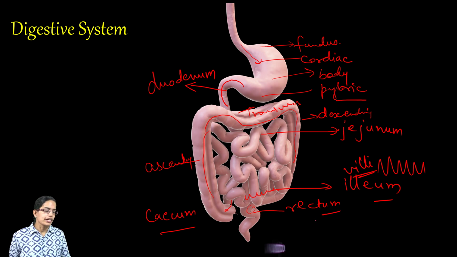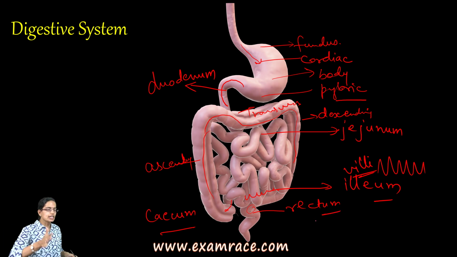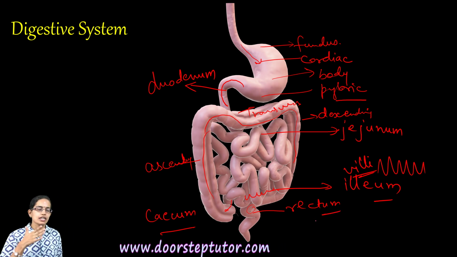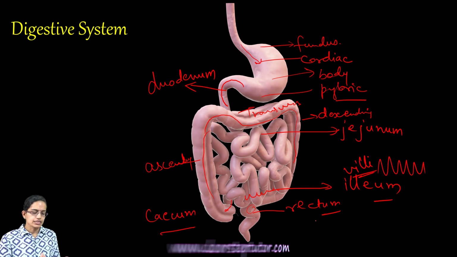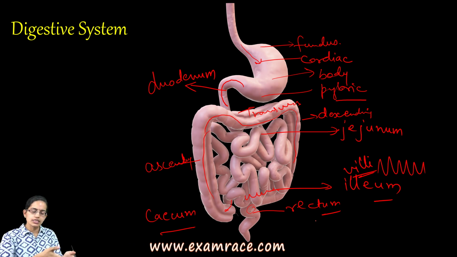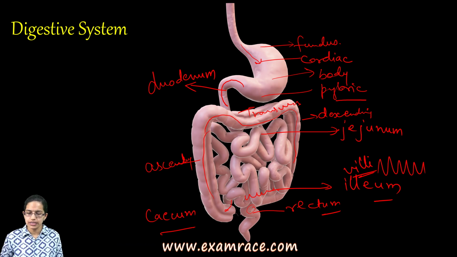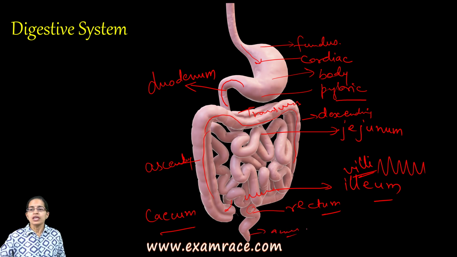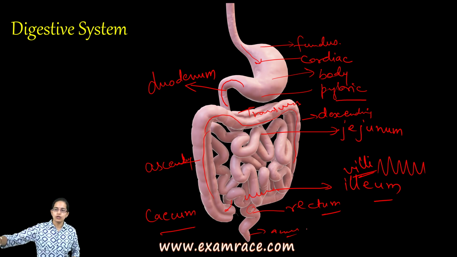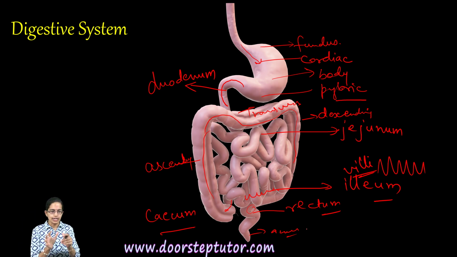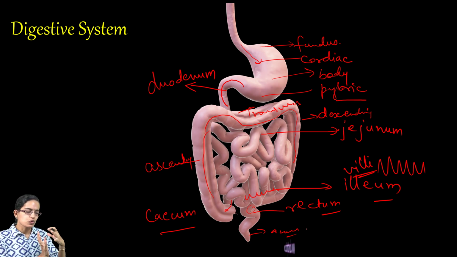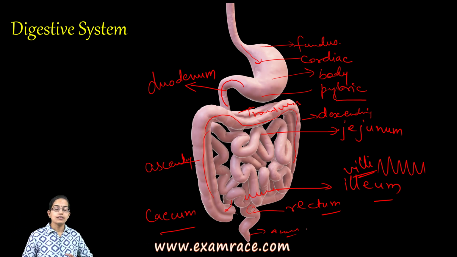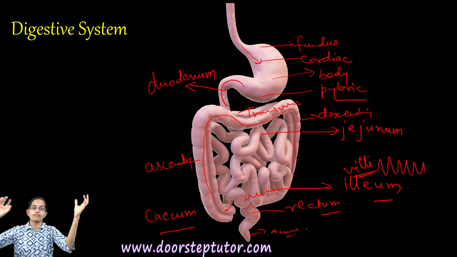rectum. Now rectum is where you have finally all the absorption of the water, minerals, nutrients that takes place, and there is lubrication for the easy passage of the waste material, and finally you have the anus towards the end. So this is where you have the whole of the digestive system that has been explained at a quick go.